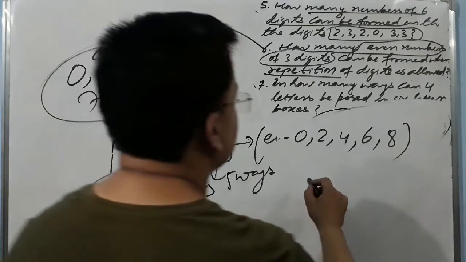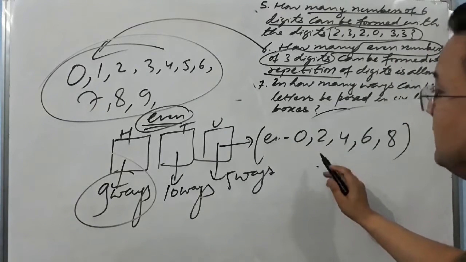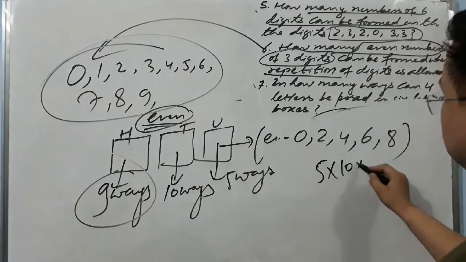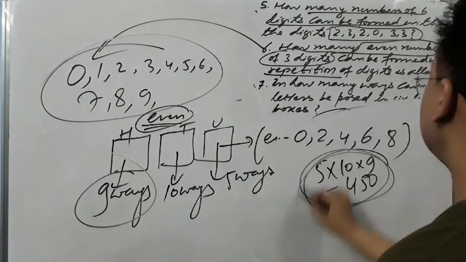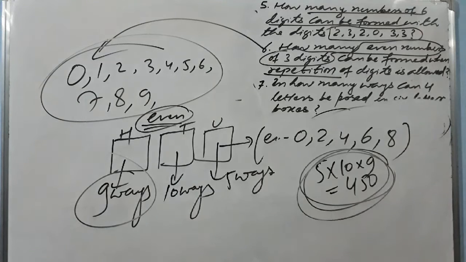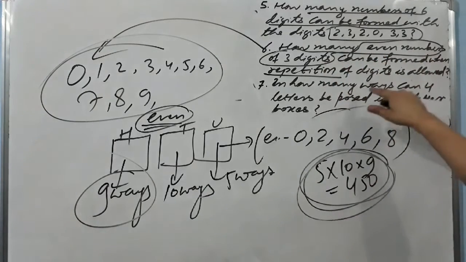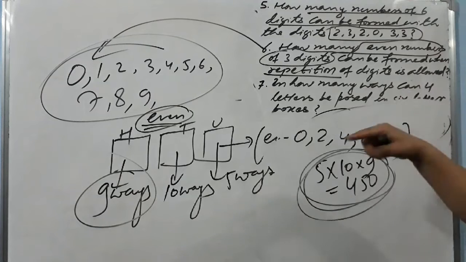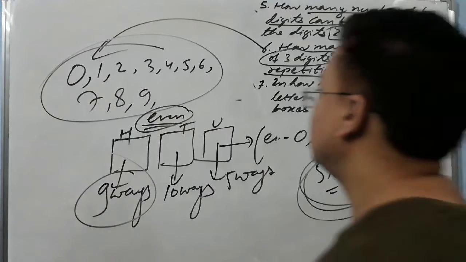So what will be your total answer? How many three-digit numbers can we make? 5 times 10 times 9. 9 times 5 is 45, so 450. This is your answer. I think you understood. Now you can write it down: 450 even numbers of three digits can be formed from the given digits if repetition of digits is allowed.